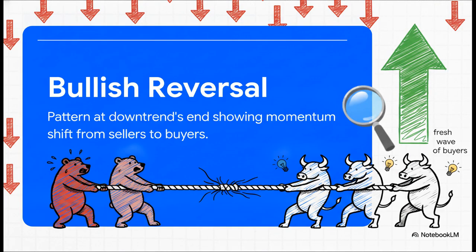To figure that out, we really need to understand our core concept for today, the bullish reversal. Simply put, this is a specific candlestick pattern that pops up at the very end of a downtrend. It indicates a massive shift in momentum from the sellers, the bears, to the buyers, the bulls. Think of this as a literal tug of war. The bears have been pulling the rope hard, dragging prices down, but suddenly, the panicked sellers get completely ambushed by a fresh wave of buyers.